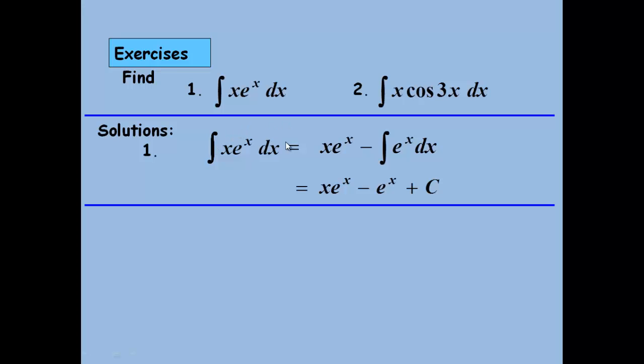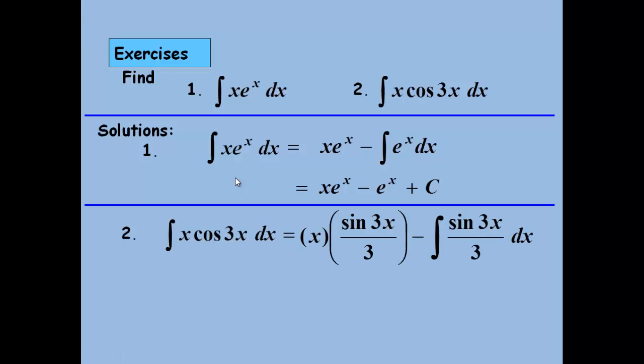So there's the answer to the first one. Hopefully you've worked out by now the importance of making the x term the u and the e to the x or the trig term the dv dx. Otherwise you might have had problems. I did ask you before to have a little think about what might have happened if you'd done them the other way around. And again, that's what you should have got.